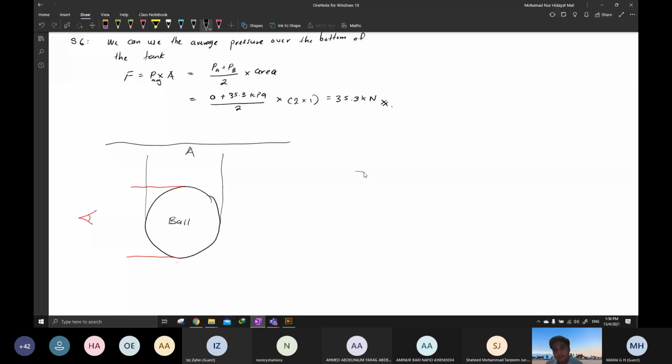Right now, I try to cut this ball. I only consider this shape only. This one I remove. For this case, I try to make it like this. What do you think of the horizontal projection?